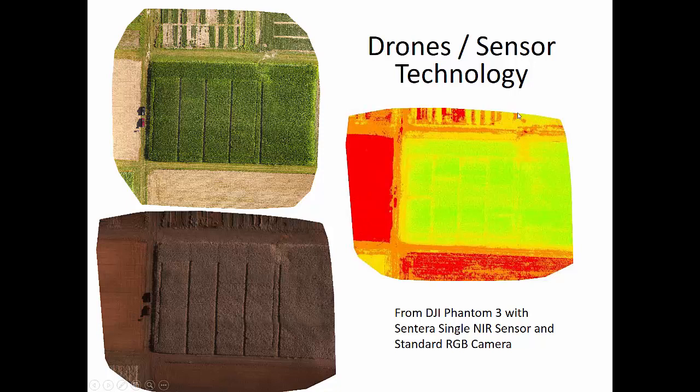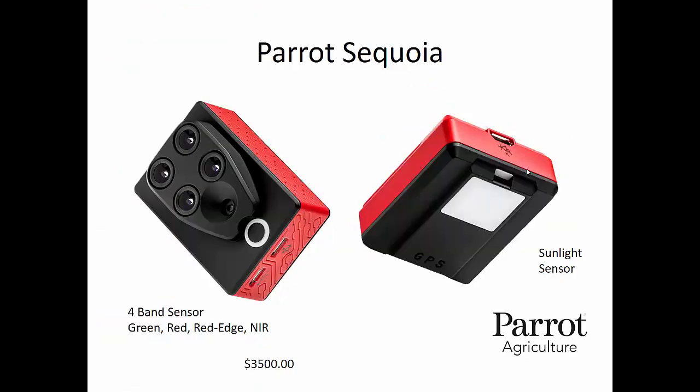So there's something to be said for adding near infrared or some other wavelengths to the mix. Another sensor we've been evaluating is a Parrot Sequoia, which has green, red edge, and near infrared. It's about a $3,500 sensor. It's sort of self-contained. It has a sunlight sensor, so you can compensate over a larger area for the differences in intensity of sunlight in the pictures, and it has a GPS unit in that system, and then that's powered separately.